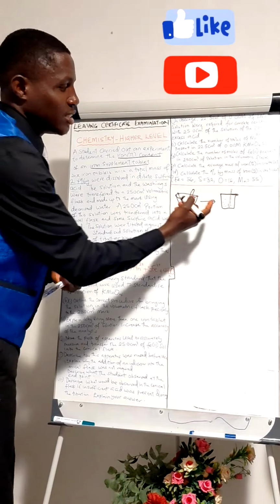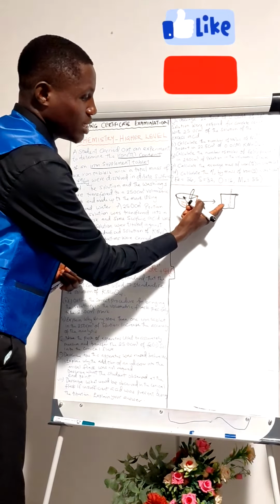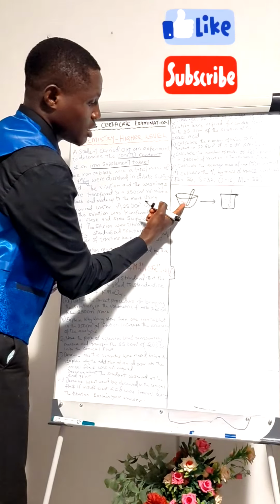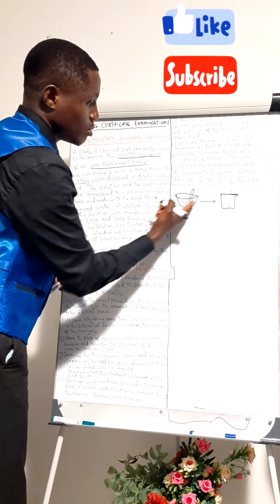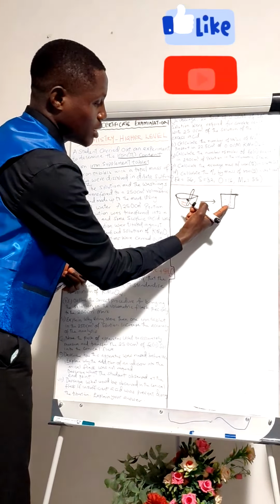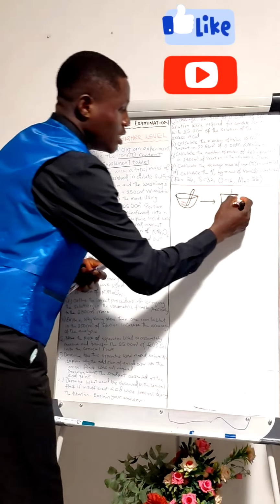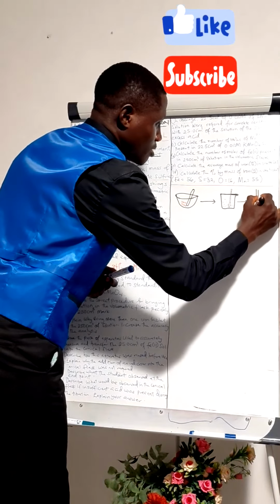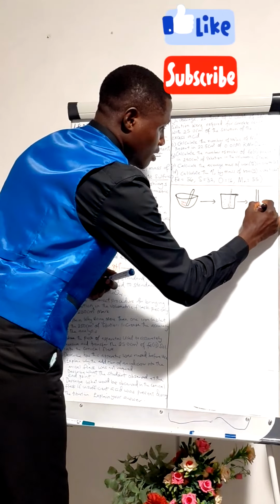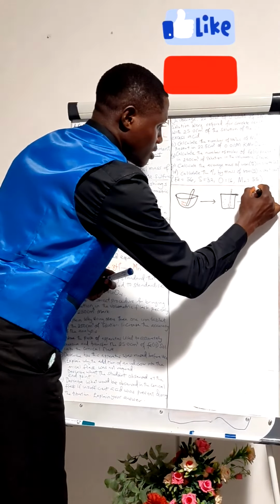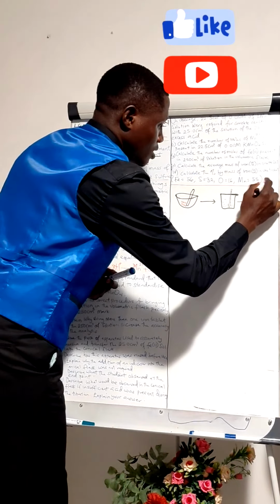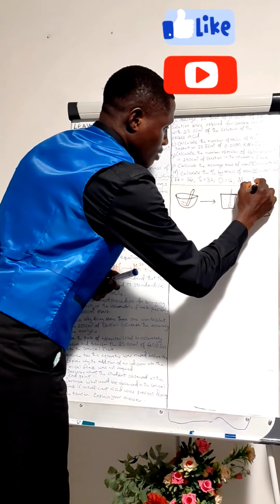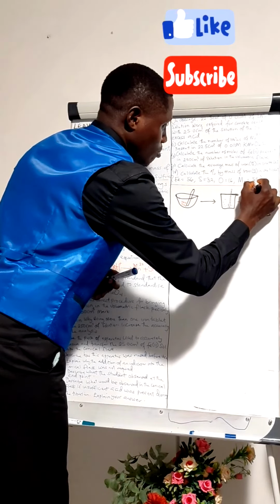Then after this was dissolved with sulfuric acid, don't forget this ground tablet was dissolved in sulfuric acid and then stirred. Then it was transferred into a 250 volumetric flask using a funnel. It's advisable to use a funnel to avoid any form of spillage.